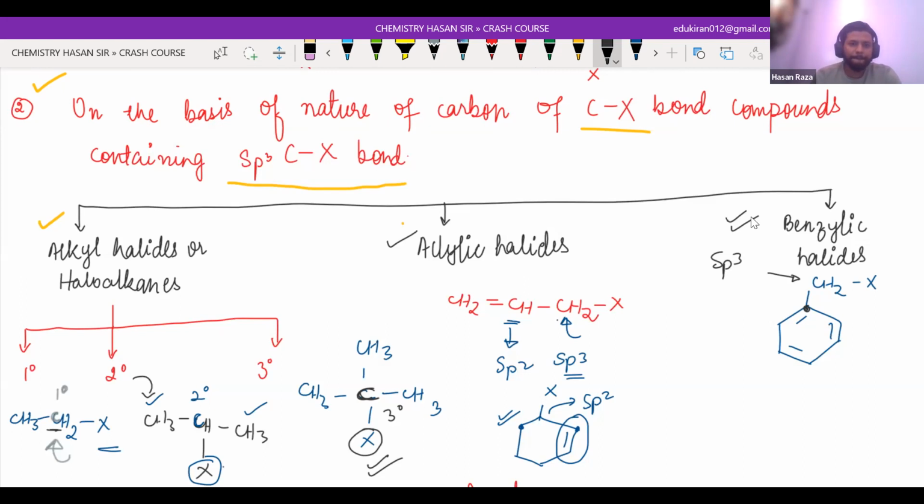Can you change the slide? Yes, sir. Okay.